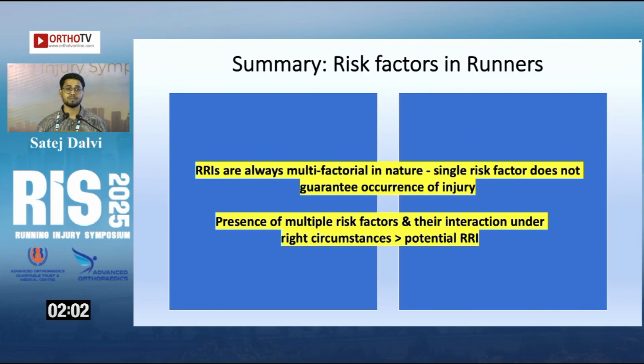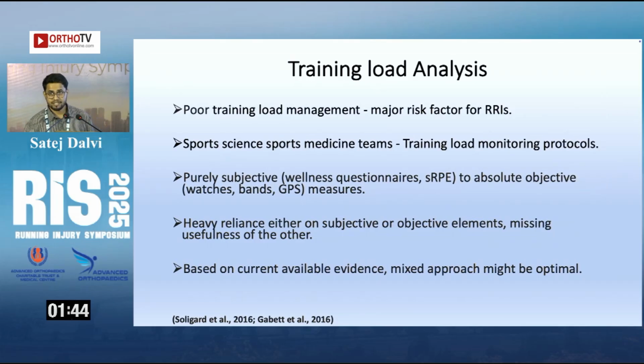So we've looked at the risk factors, both intrinsic and extrinsic, but the major point here is that running injuries are always multifactorial in nature, and you need to hold yourself back from pulling the pin of the grenade if you see one risk factor going on. It's the presence of multiple risk factors and their interactions, under the right circumstances, that potentially ends in a running-related injury. Finally, training load analysis.